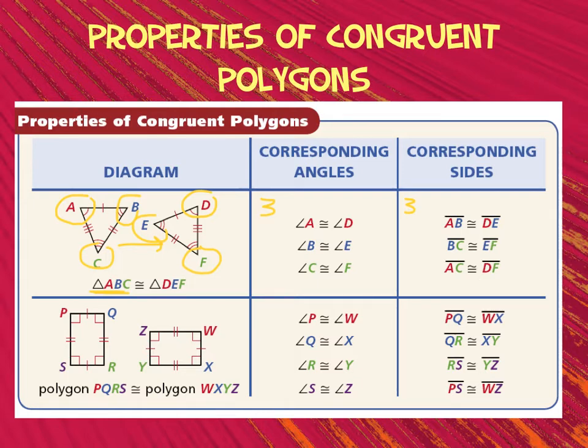Same thing in a polygon with 4 points. So we have polygon PQRS, and that's congruent to polygon WXYZ. So in a polygon with 4 points, we have to have 4 congruent angles and 4 congruent sides.